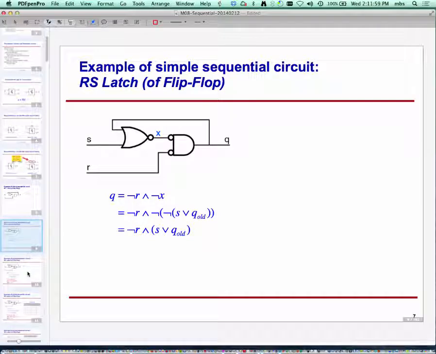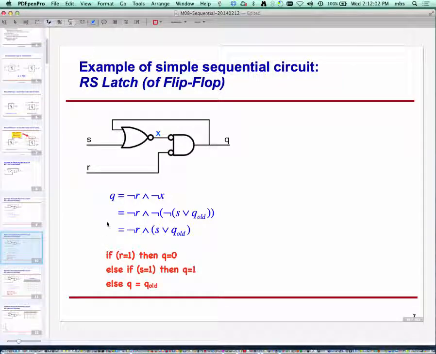If we now work out what it means, it's basically saying if R is 1, then not R would be 0, so the AND will not matter. So if R is equal to 1, then the output is unconditionally 0. If on the other hand R is 0, then we have to look at the next term, which says S or Q old. So if R is 0 and S equal to 1, then the new value of Q will be 1. So R equal to 1, Q is 0; R equal to 0 and S equal to 1, Q equal to 1.